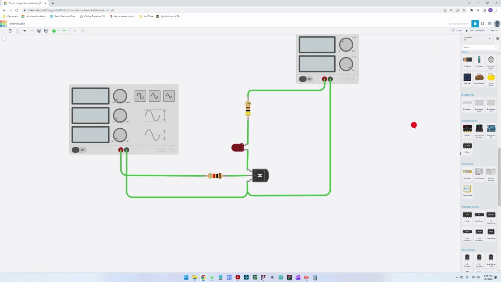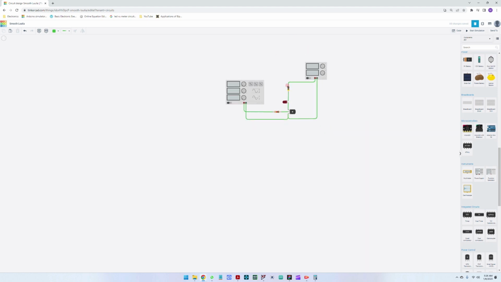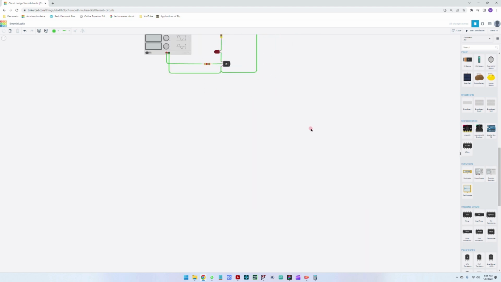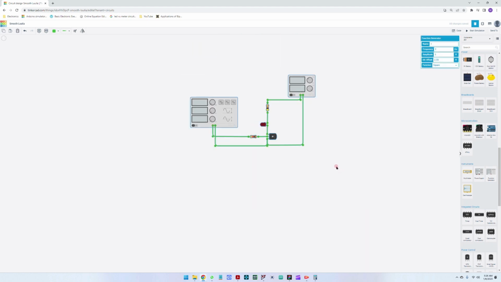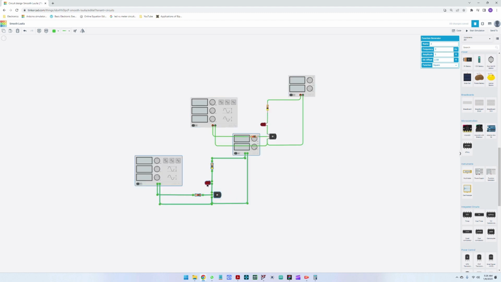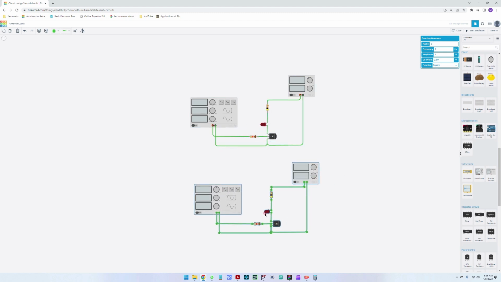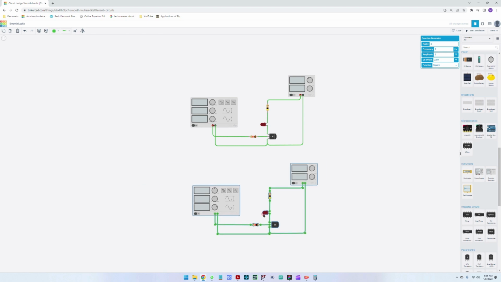Okay, great. The second part of the simulation is related to the amplification of a bipolar transistor.